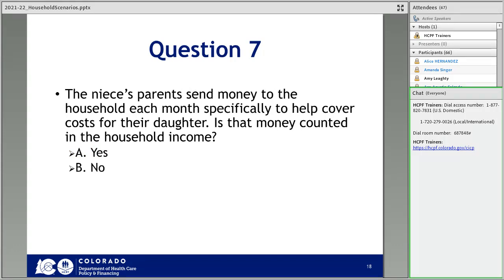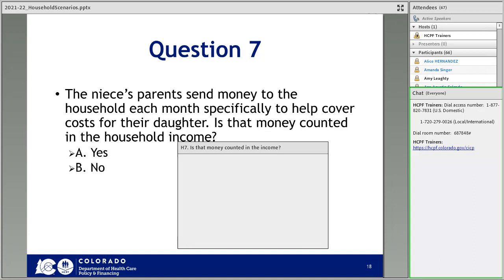So the niece's parents send money to the household each month specifically to help cover costs for their daughter. Is that money counted in the household income?